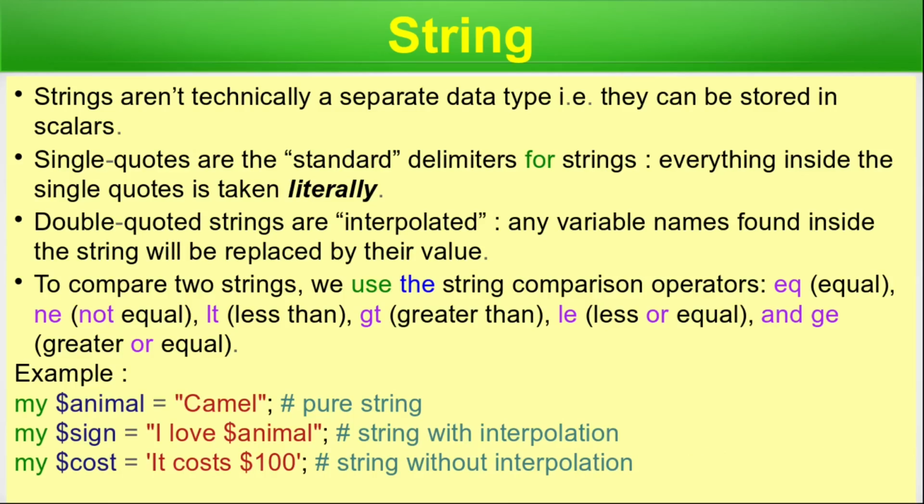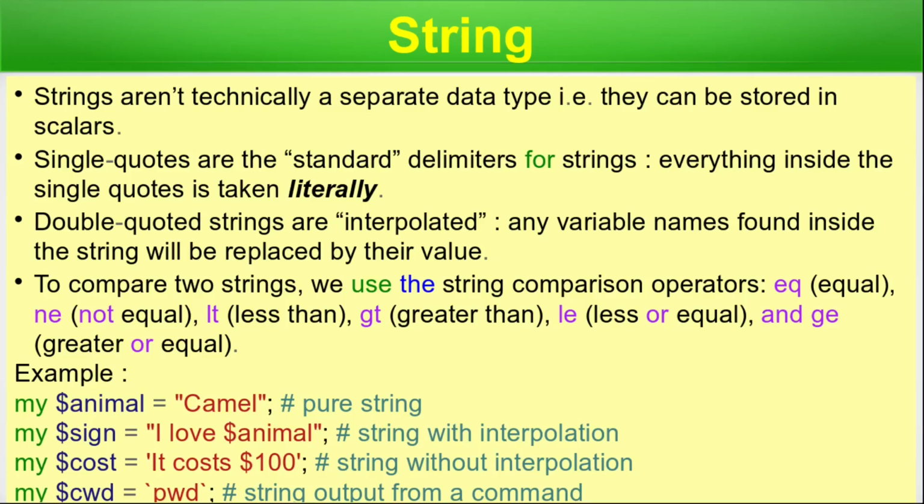Now my $cost is equal to it cost $100. Now $100 is not a variable, so it should stay as is. So here we are using a single quoted string, a string without interpolation. And here we are using $CWD and backtick, within that we are using PWD. So the output is a string of PWD and that goes into the $CWD. So this way the string can be flexibly used in PERL, and this is the power of PERL, I will say.